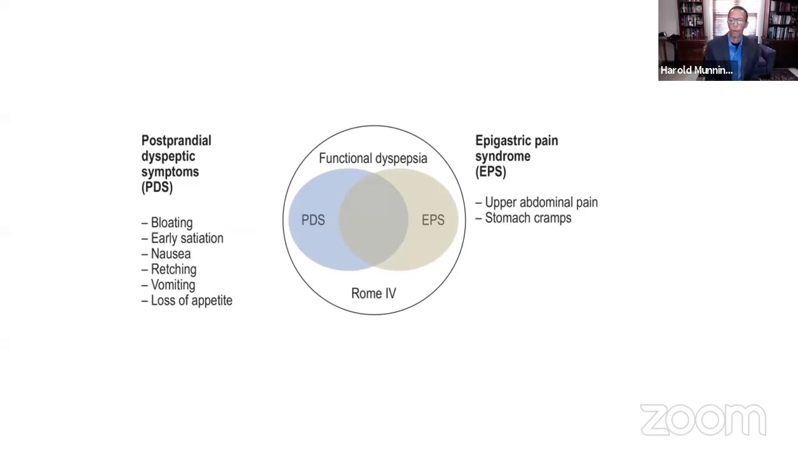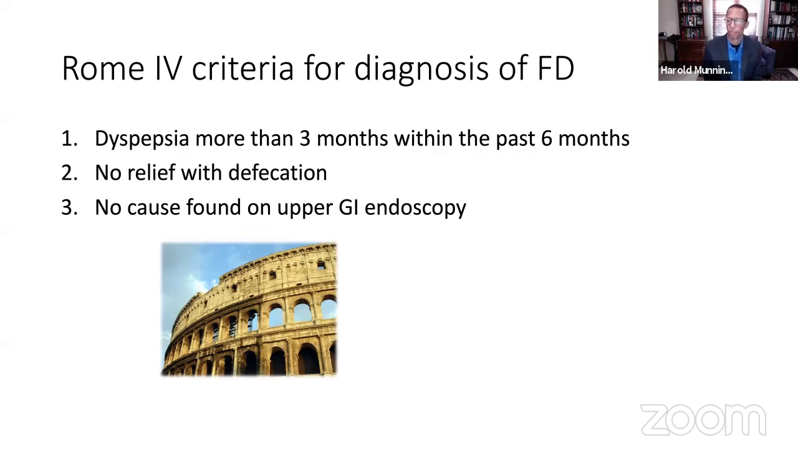And then there are those who predominantly have pain, not bloating. They don't have early satiety. It wants to sound more like a peptic ulcer, stomach cramps and upper abdominal pain. But then, as I said, there is a huge overlap with both of these. The Rome criteria also specify not just the symptoms, but duration. The dyspepsia has to have gone on for more than 3 months over the past 6 months for you to make a firm positive diagnosis of functional dyspepsia.